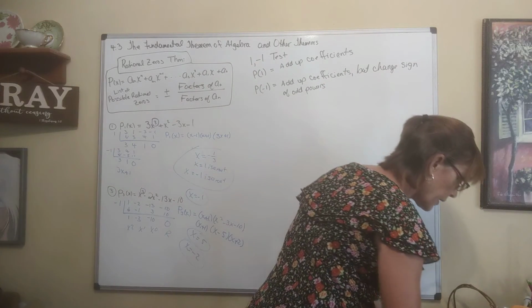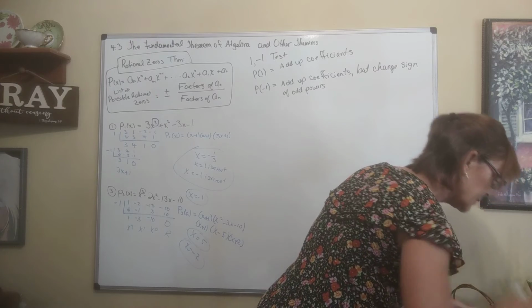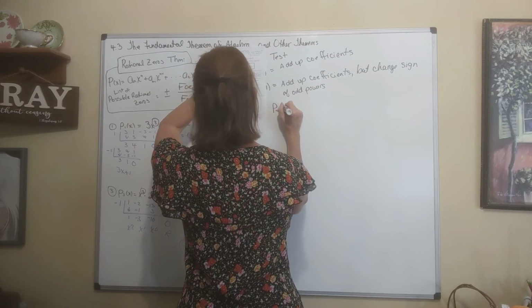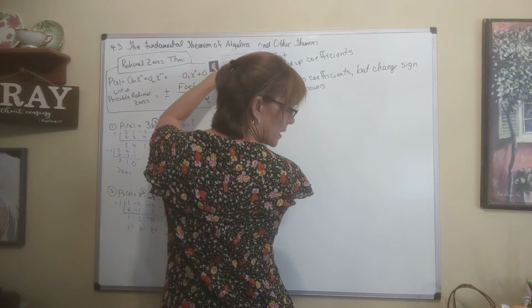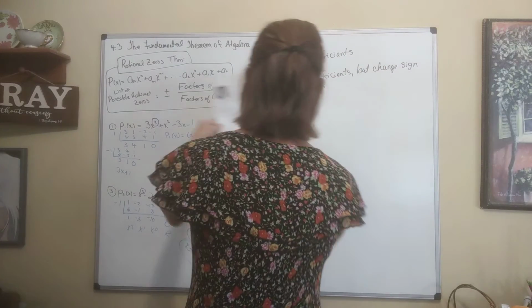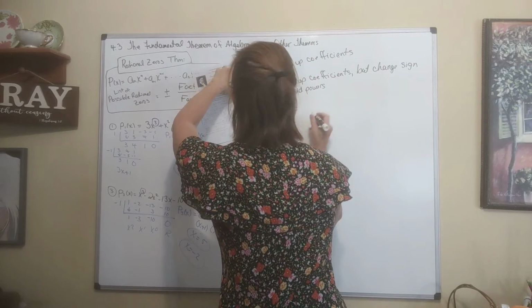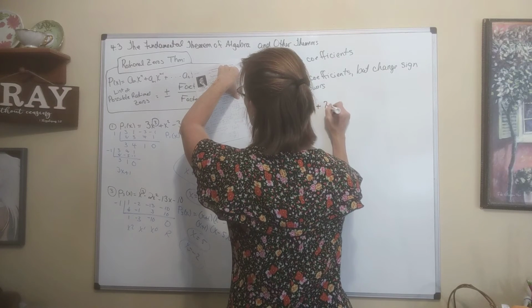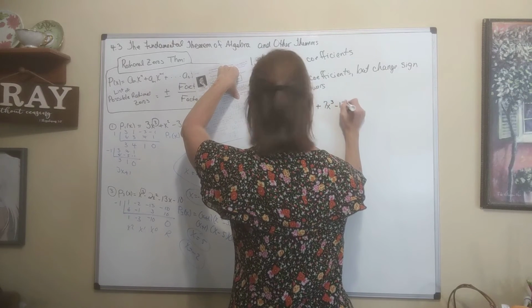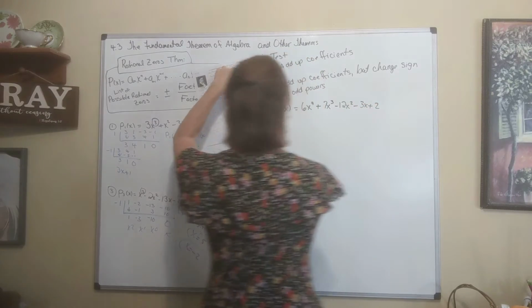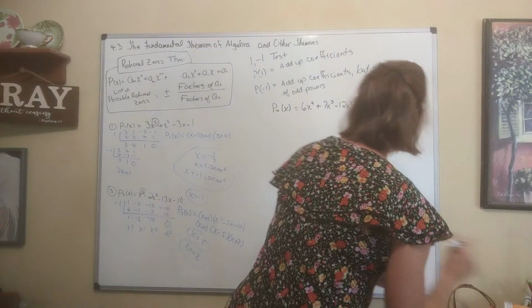P sub 4 of x was right here. This is not even the right worksheet. Where did you go? Oh, yeah, it is. What is it? 6x to the 4th plus 7x cubed minus 12x squared minus 3x plus 2. Okay. Just do the whole thing real quick.